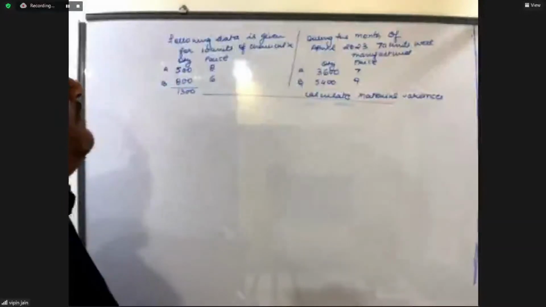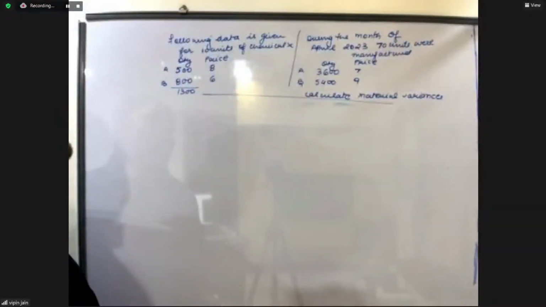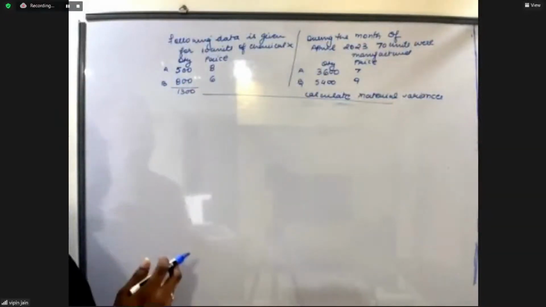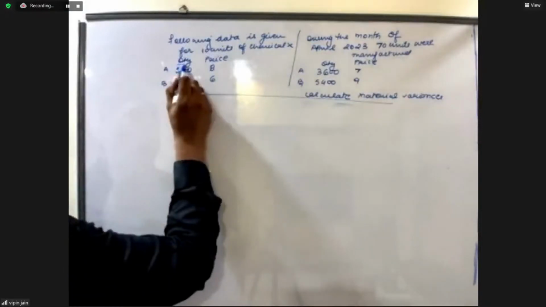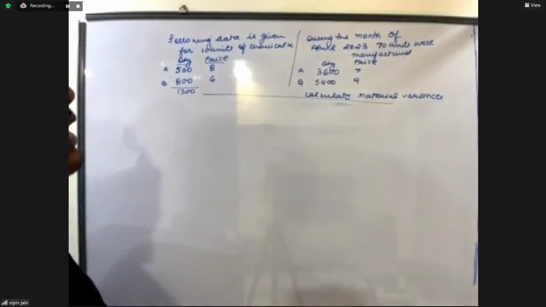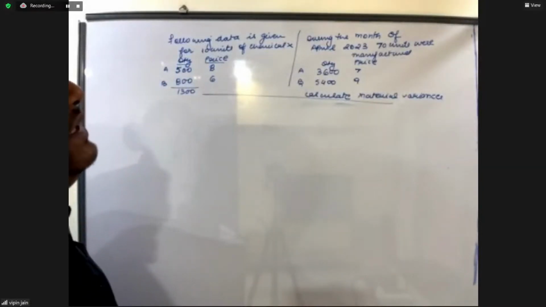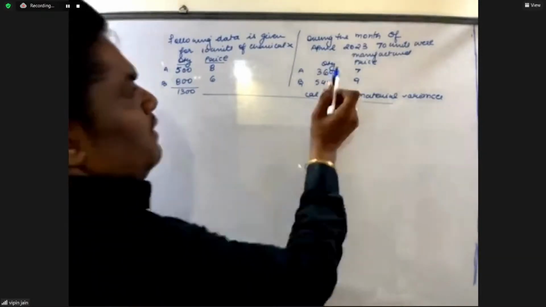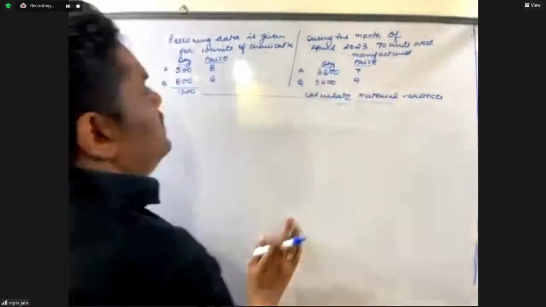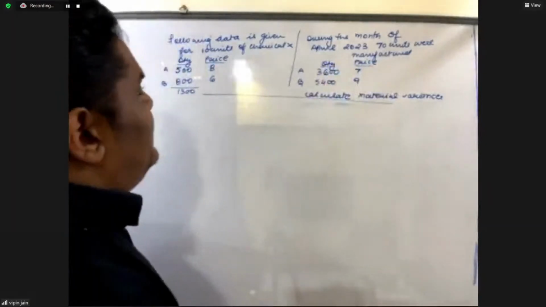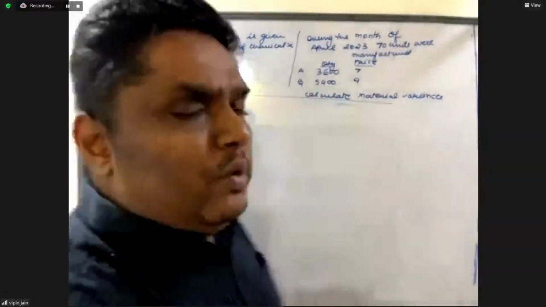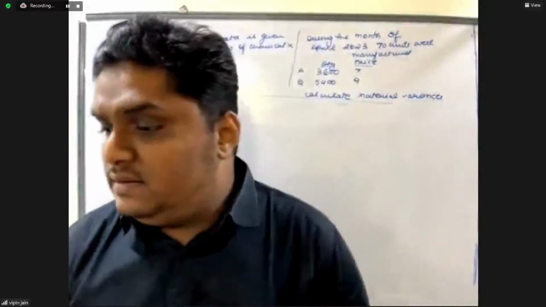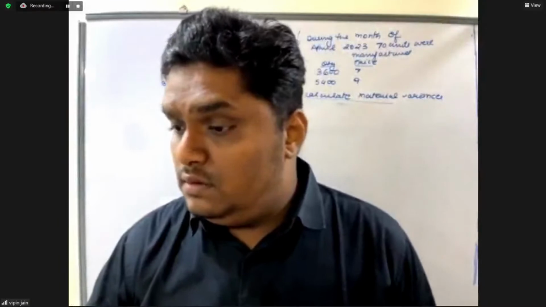So the following data is given for 10 units of chemical X, wherein the quantity for A and B is 500 and 800, and the price is also given, that is 8 and 6. Now during the month of April 2023, 70 units were manufactured, wherein the quantity used was 3600 at the rate 7 and 5400 at the rate 9. So you are required to calculate all the material variances.